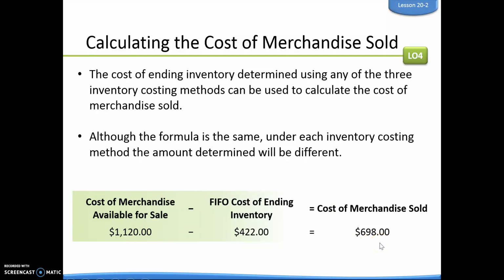Now remember, with FIFO, it was $422. With LIFO, it was like $380, and with weighted average, it was $402. So clearly, whenever this number changes, our cost of merchandise sold will change, which is why we need to make sure that we pick a costing method and stick with it.